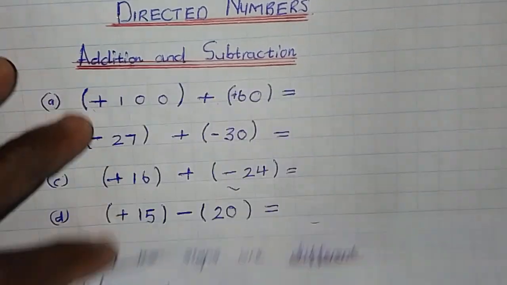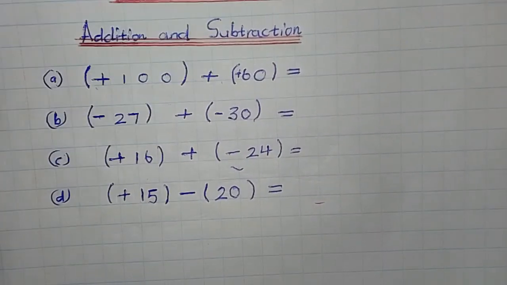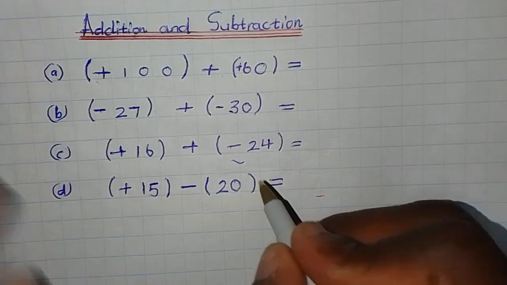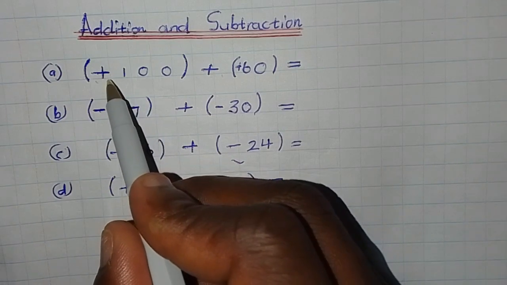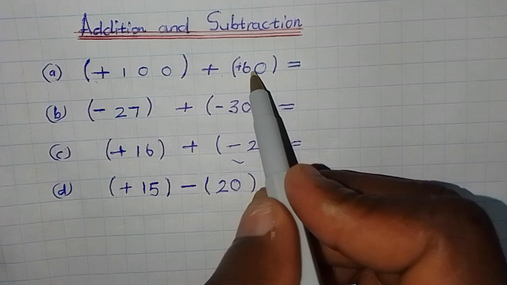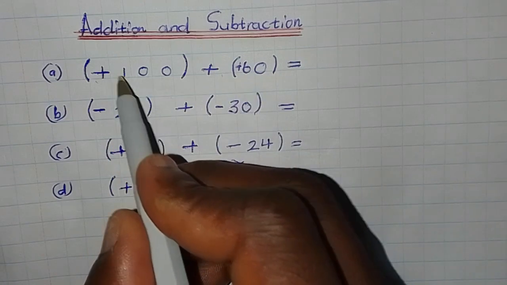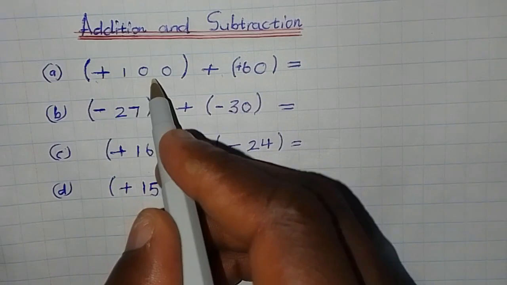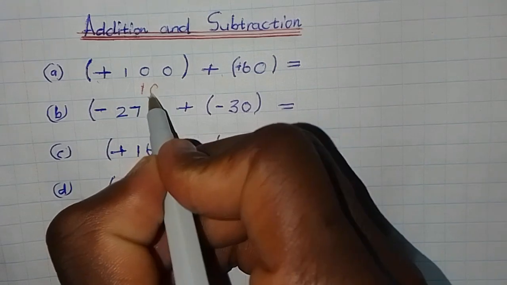Now let's look at those 4 examples. Then we call it a day. Positive 100 plus bracket positive 60. Simplifying the brackets here, remember positive 100 is the same as saying 100. So we have 100 there.